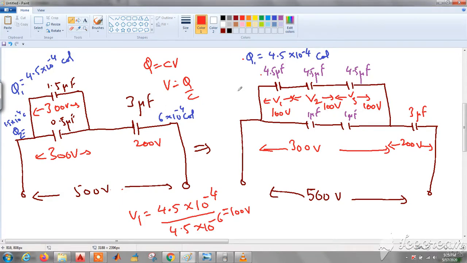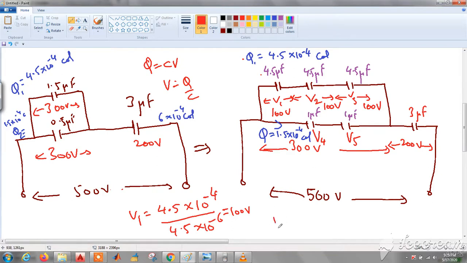Now in the exam it is not asked, but we can do it by ourselves. Let us find the voltage across the 1 microfarad capacitor. We know that for Q2, this charge was 1.5 into 10 power minus 4 coulombs. That is the same thing; here also Q will be 1.5 into 10 power minus 4 coulombs. Now let us find the values: let the voltage be V4 and let this voltage be V5 across the 1 microfarad capacitors.